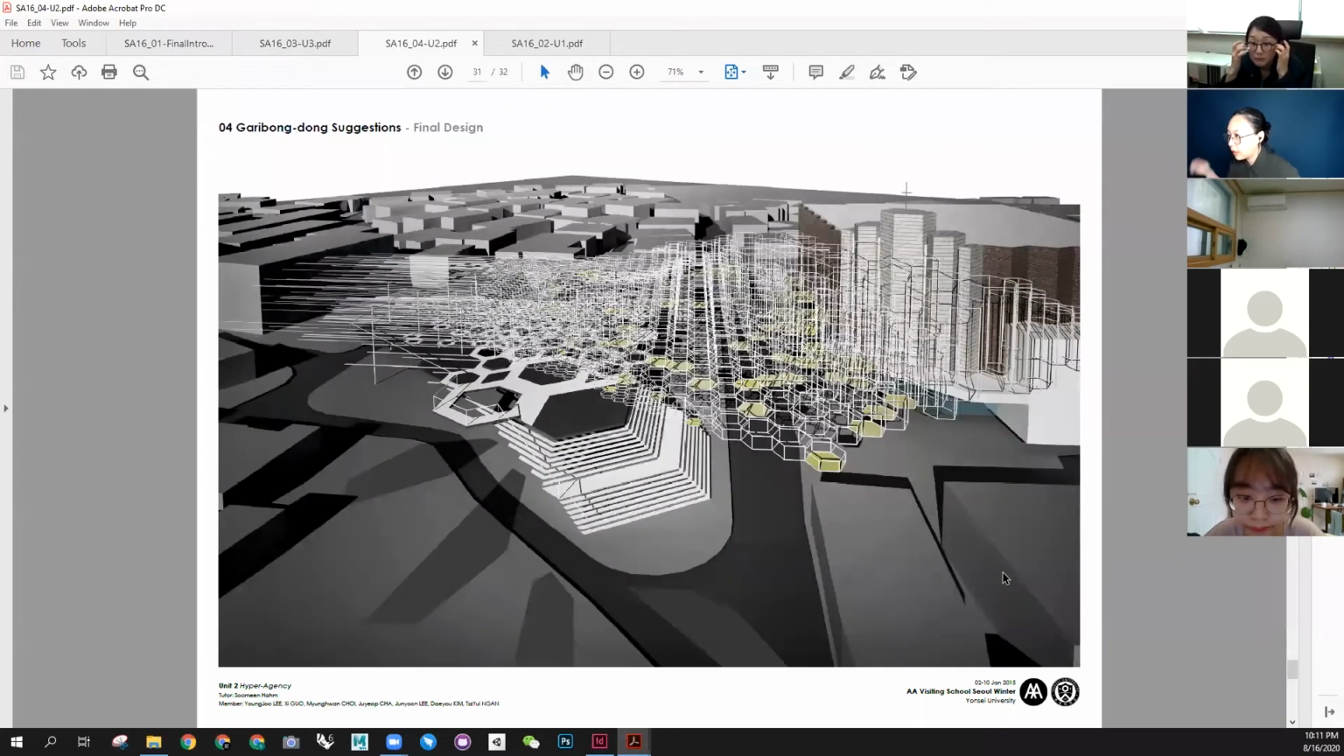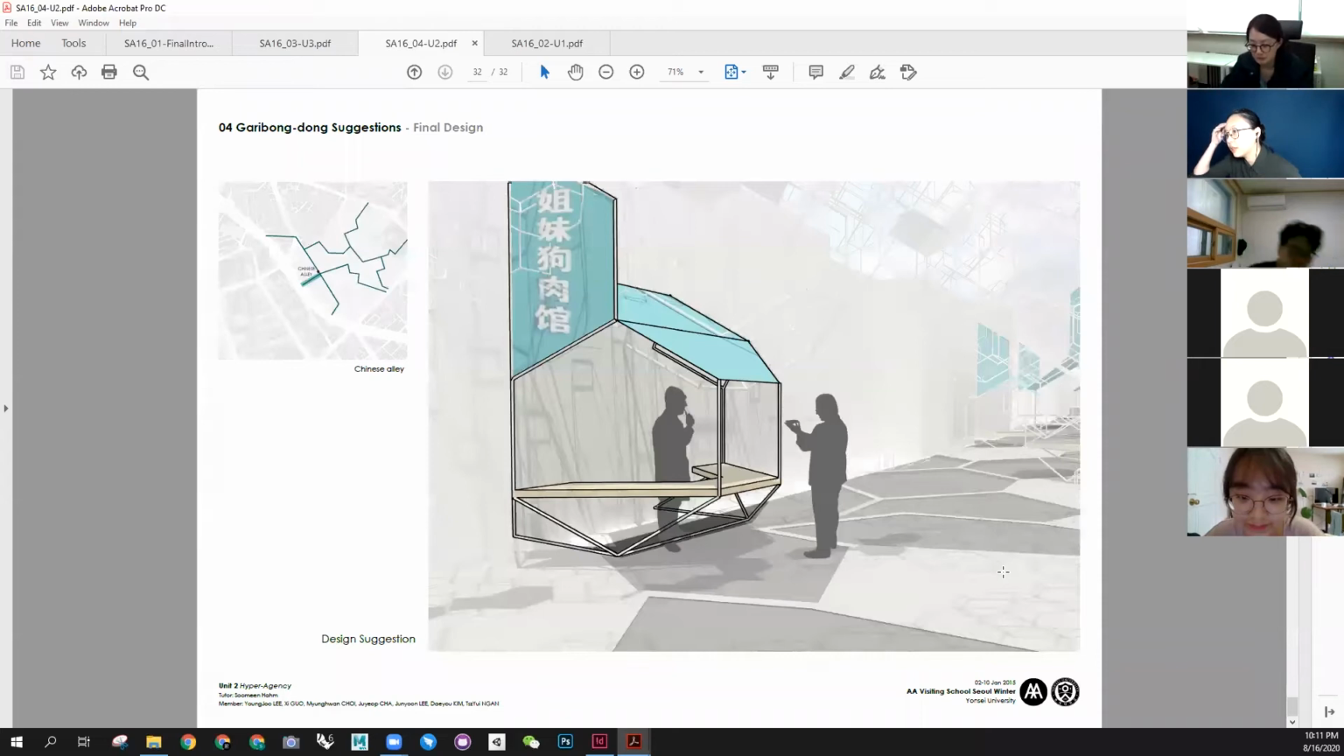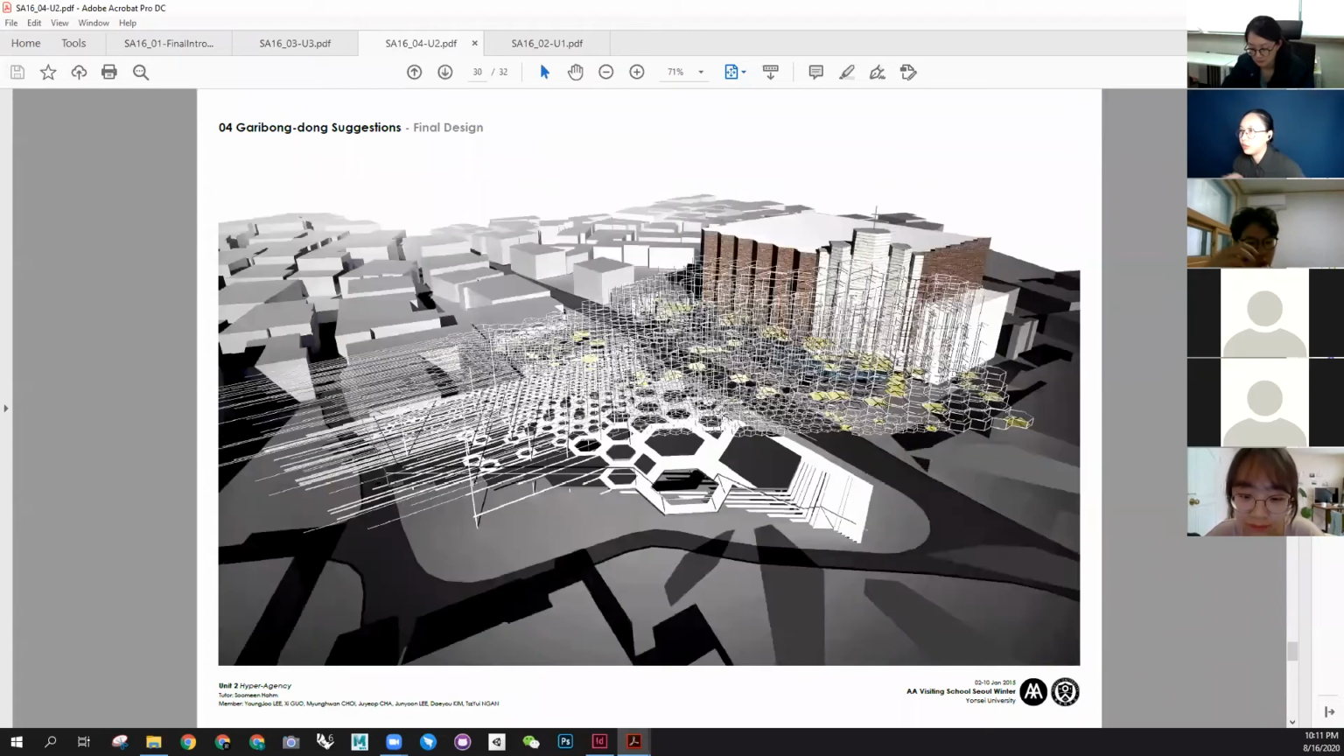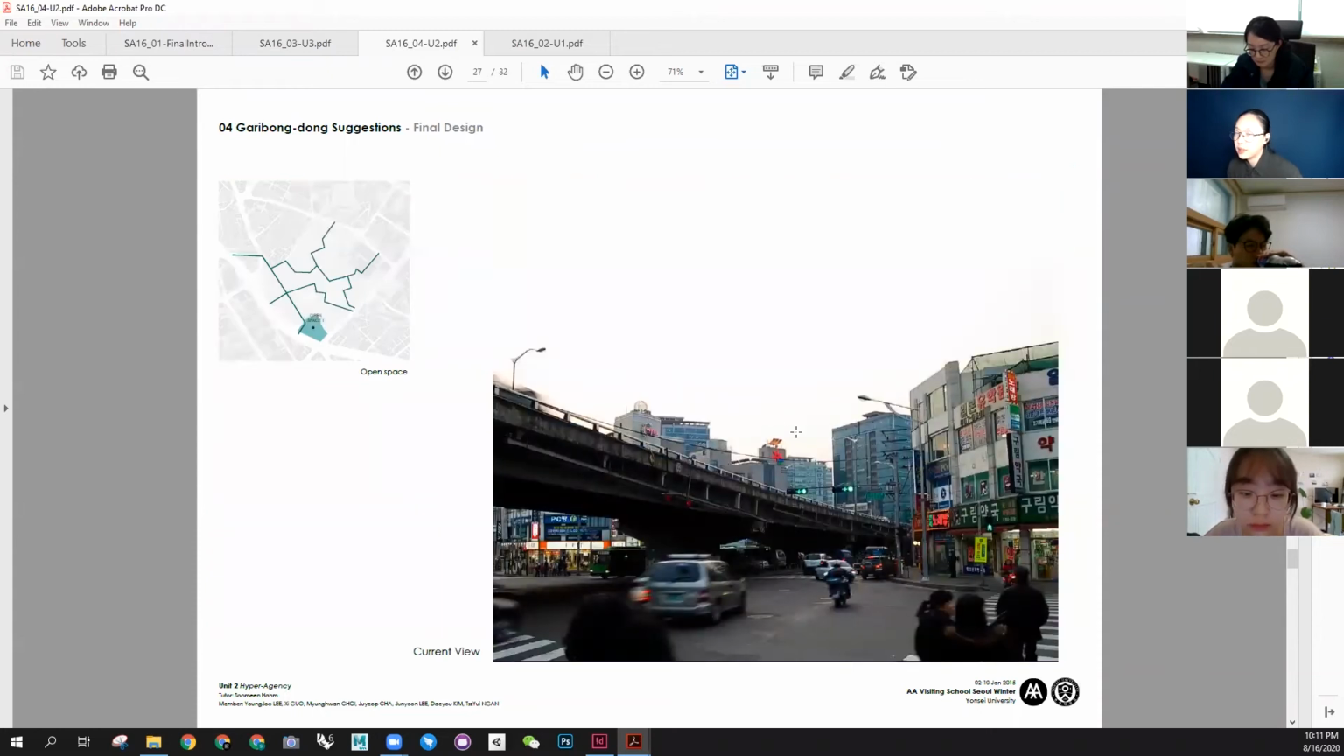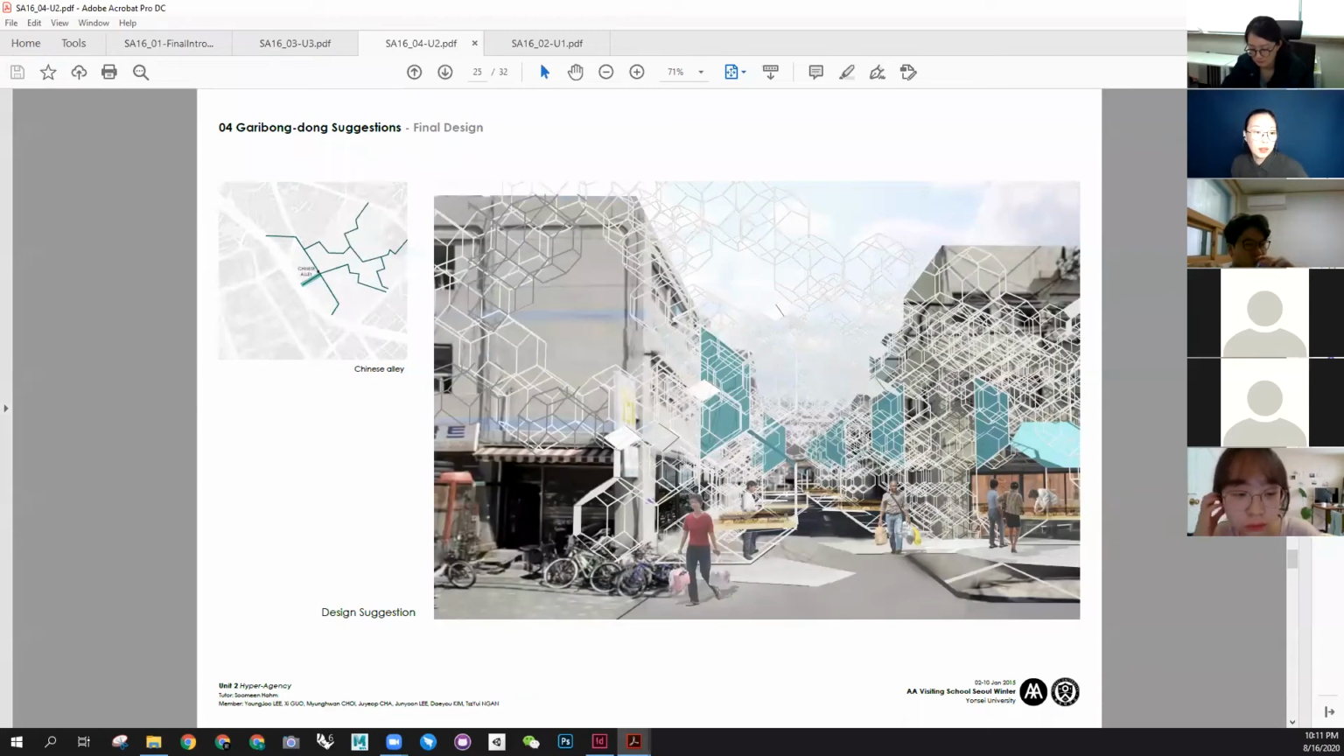So these are how they were proposing to transform certain nodes of certain parts of this entire site, to create a coherent proposal as a whole, as a master plan.